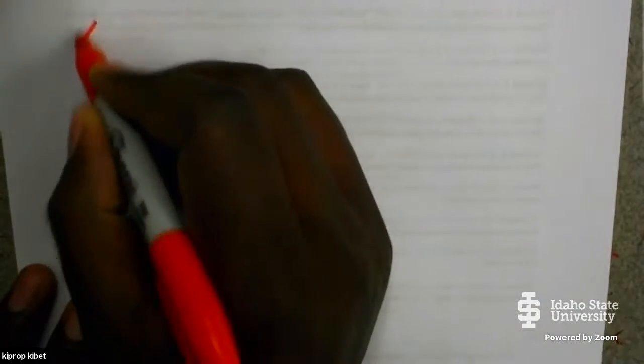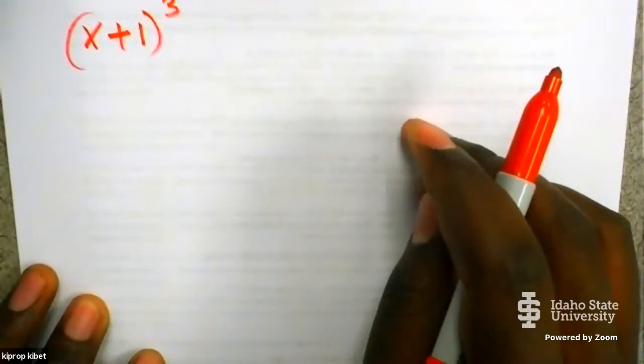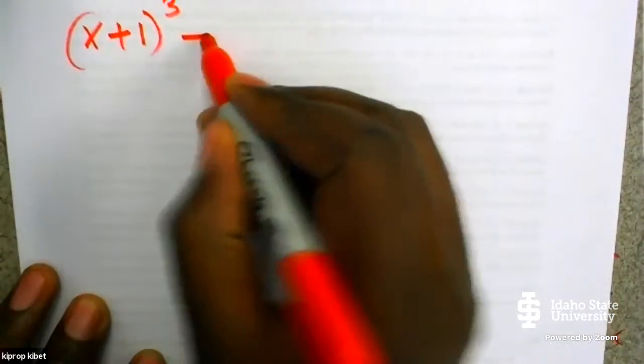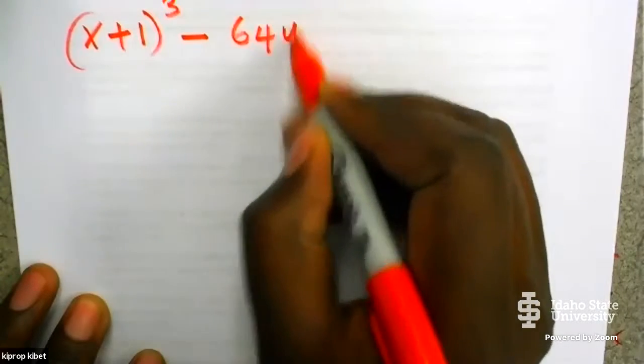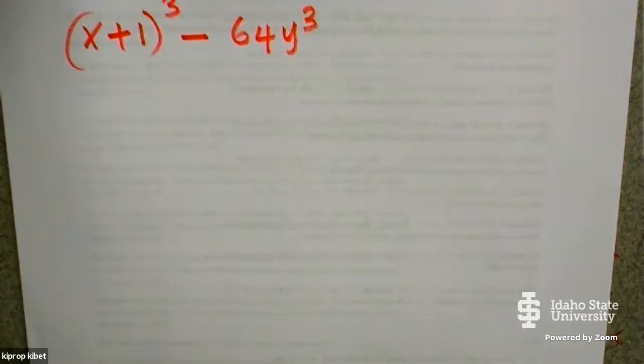Could you do a problem for us? Okay, yeah. Could you do x plus 1 cubed minus 64y cubed? Yeah. Right?